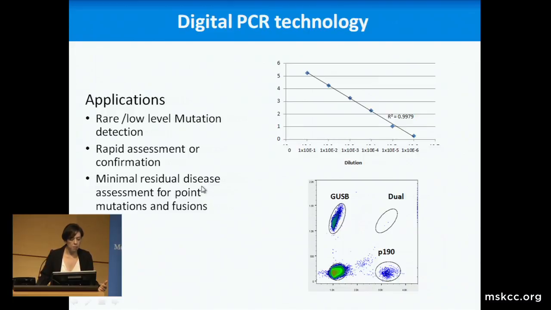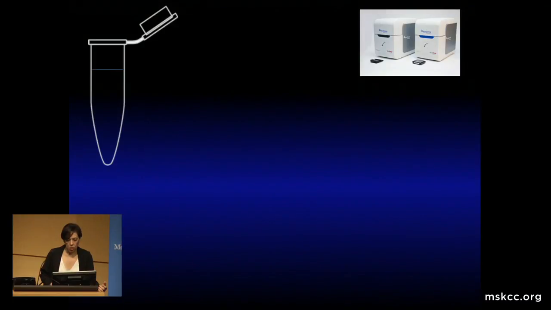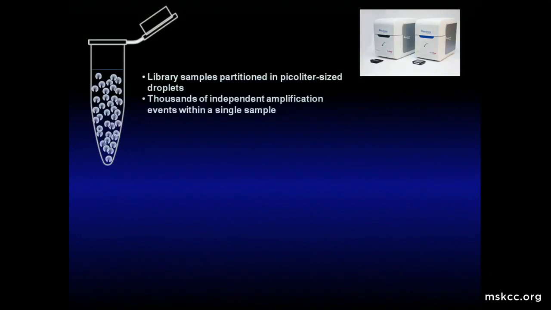But also the minimal residual disease assessment becomes very, very easy, including both mutations and fusions, and they get read very similarly to how flow cytometry gets read. So this, for example, is a P190 fusion, and you can read it very easily by just looking at the specific droplets. So this assay, again, uses droplet technology.